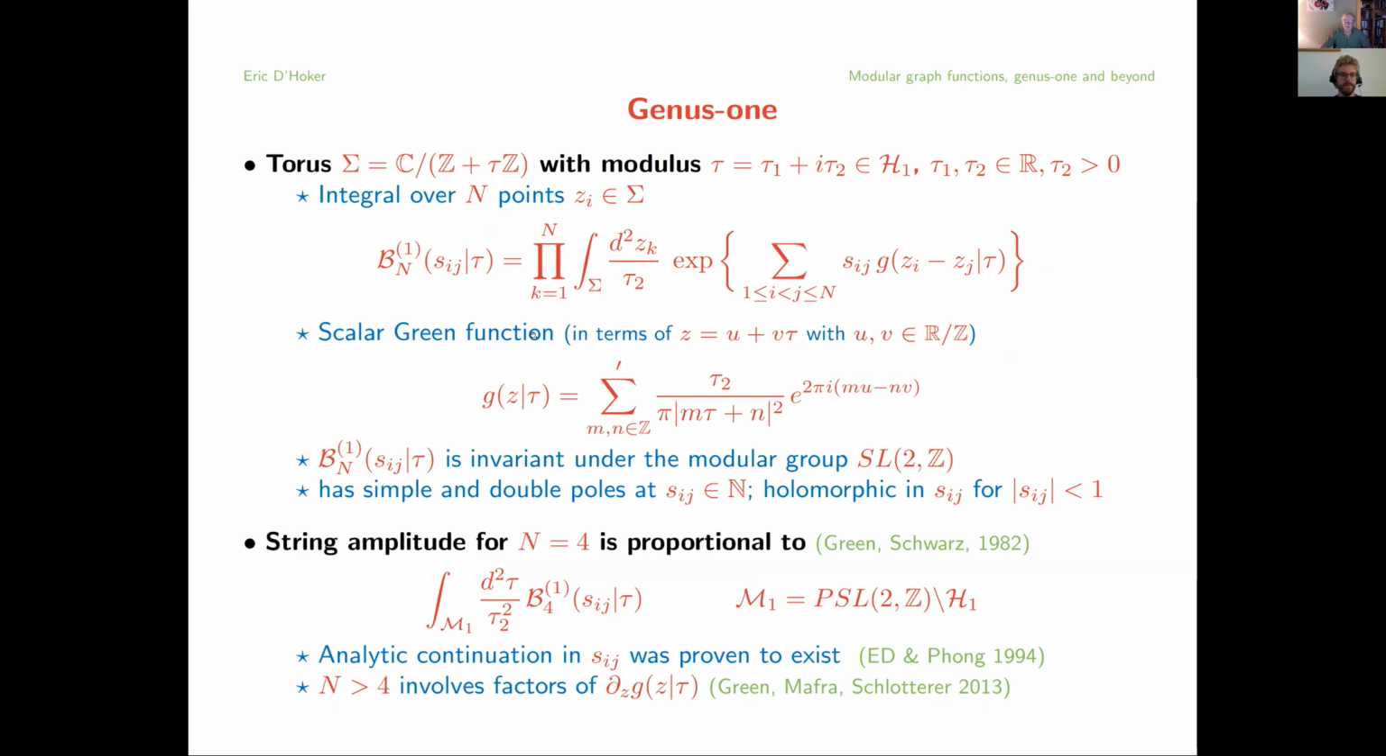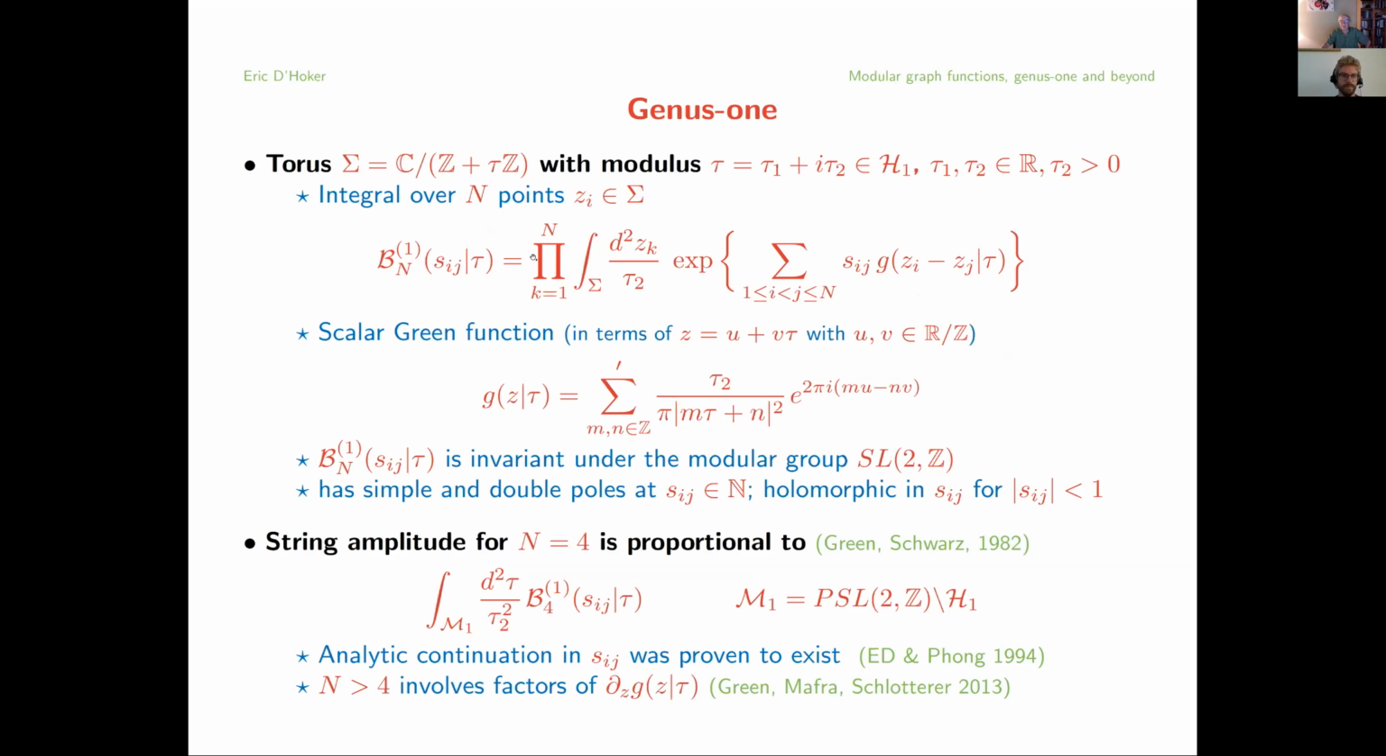So the scalar Green's function on the torus is the inverse of the Laplace operator on the space orthogonal to constants. And it's given by this double sum. So the sum is over m and n. And actually, m tau plus n are really the momenta on the torus. And those are discrete because the torus is a compact surface. So the Green's function g, combined in this way, integrated, is invariant under SL2Z.